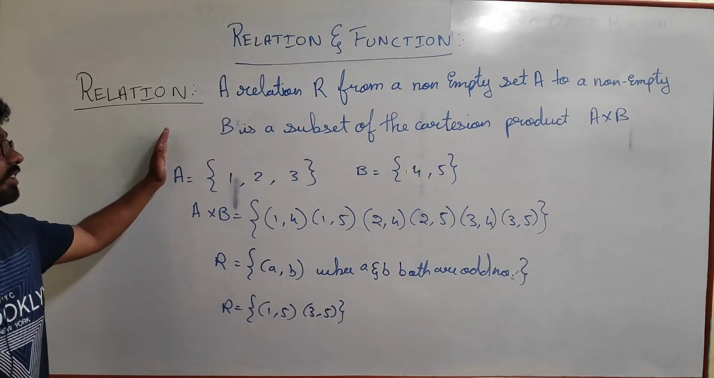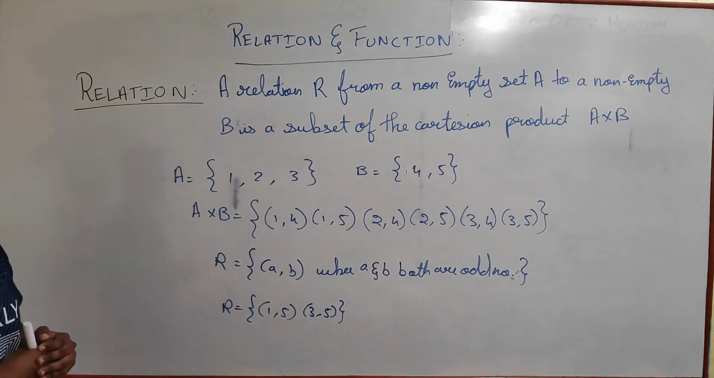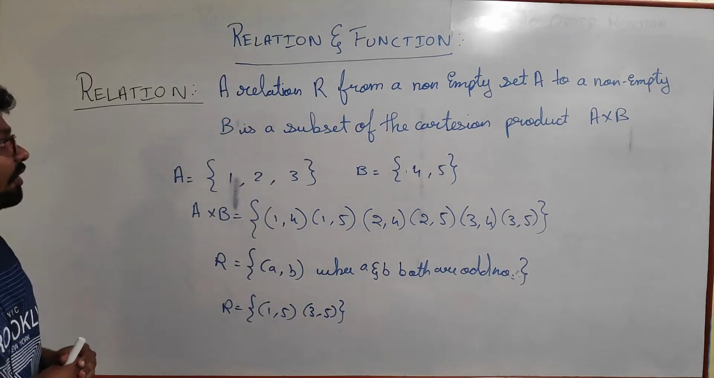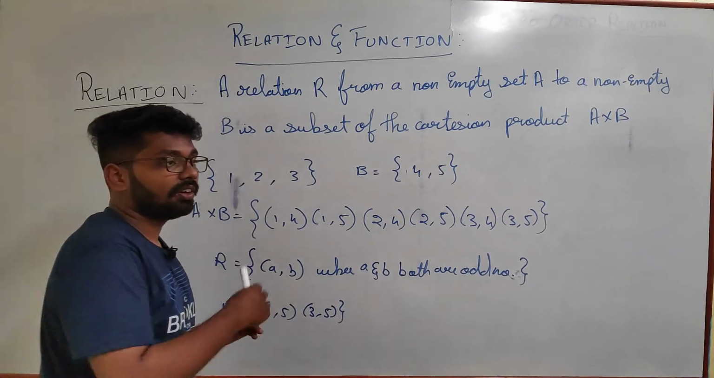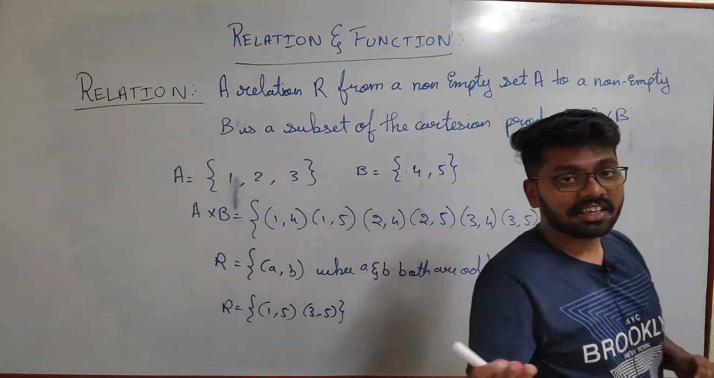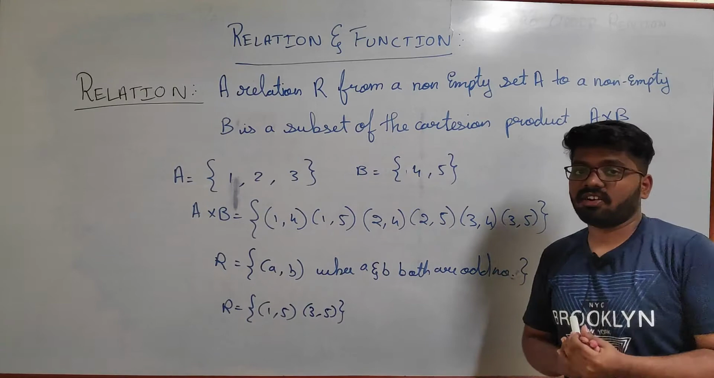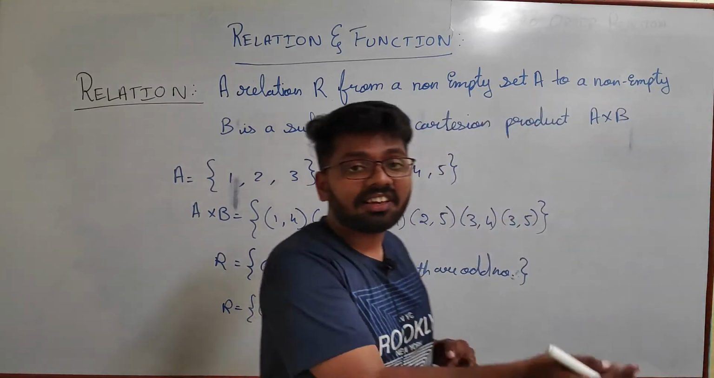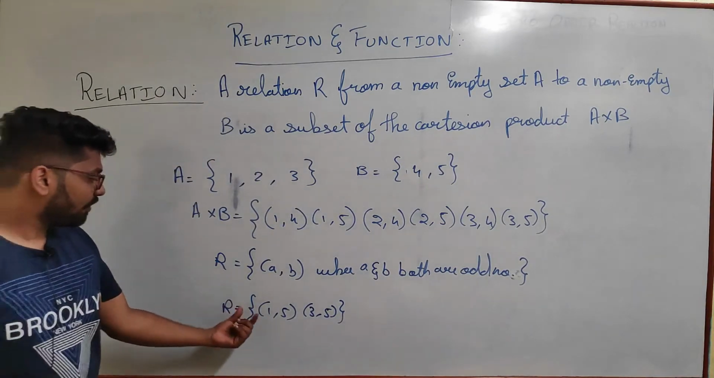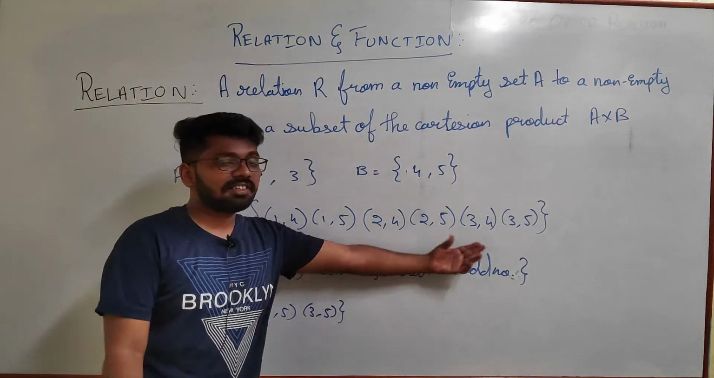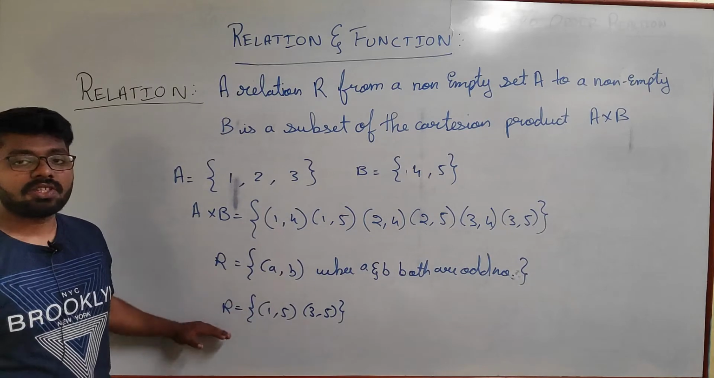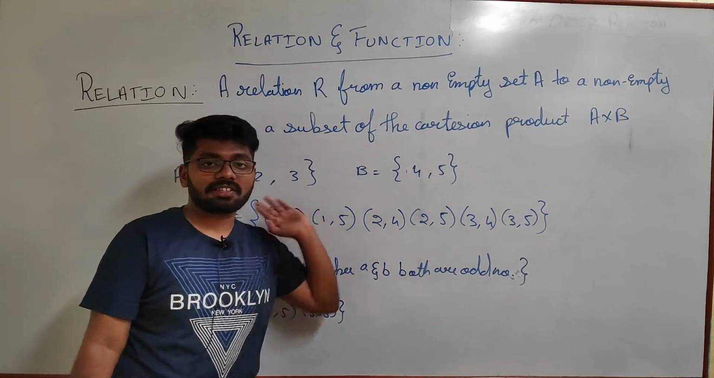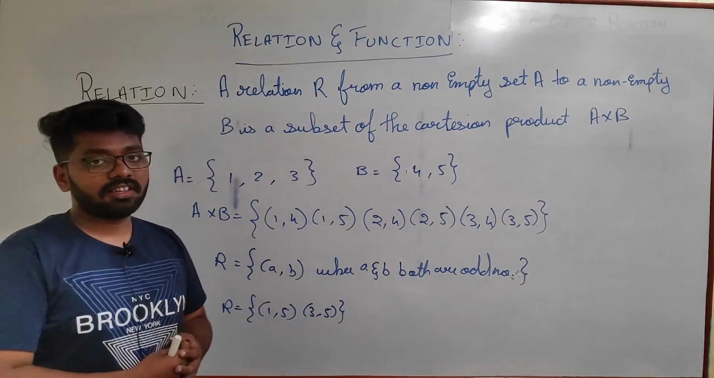Now let us get back to the original definition. A relation R from a non-empty set A to a non-empty set B is said to be a subset of the Cartesian product A cross B. Okay, here we are telling subset. So therefore (1, 5) and (3, 5), is it not a subset of A cross B, which holds good to the definition? So this is a very basic introduction of what is a relation.